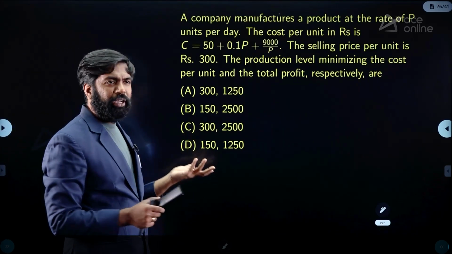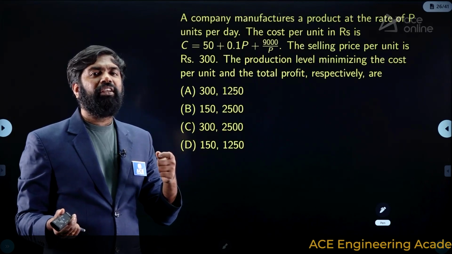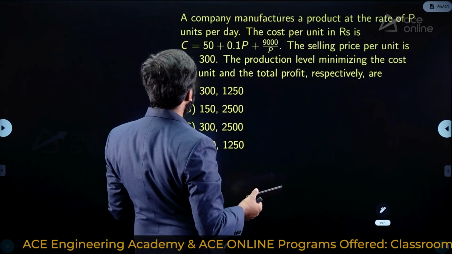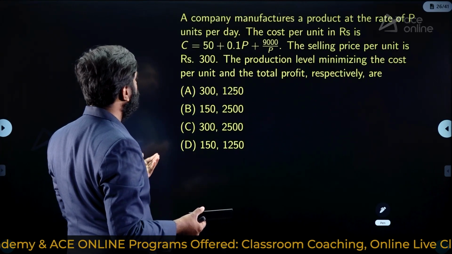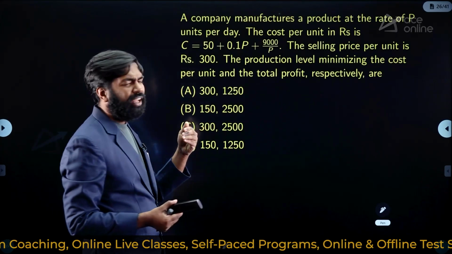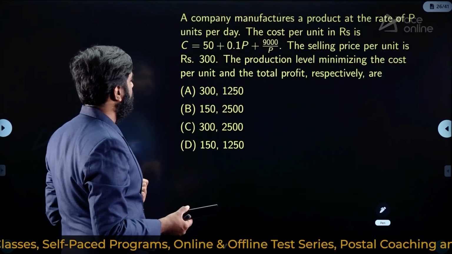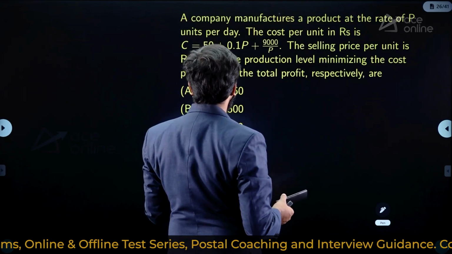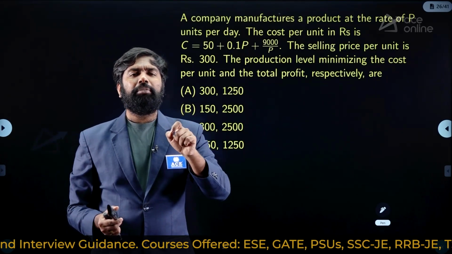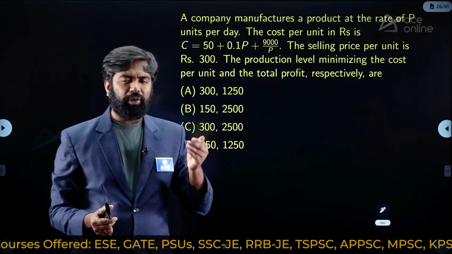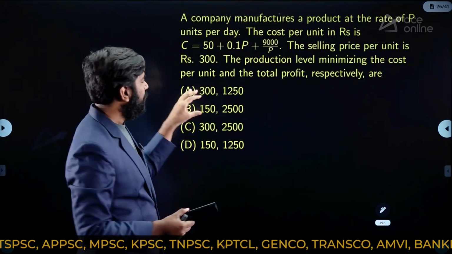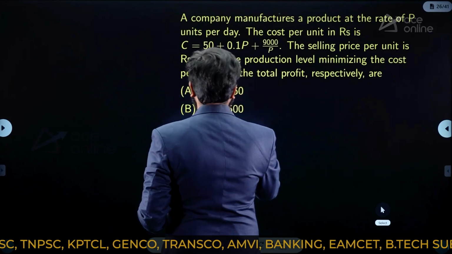For example, you are talking about mobile phone manufacturing. So it is going to produce P cell phones in a day. The cost per unit in rupees is given by an equation, C equal to 50 plus 0.1 P plus 9000 by P. The selling price per unit is 300 rupees. So after manufacturing it, they are selling it at 300 rupees per unit. The production level minimizing the cost per unit and the total profit respectively are. Various options are given. There is a small ambiguity in this question. After a thorough analysis, we found what the issue is. As we progress with the solution, I'll explain what should have been given in the question. Okay, let's proceed with this question.